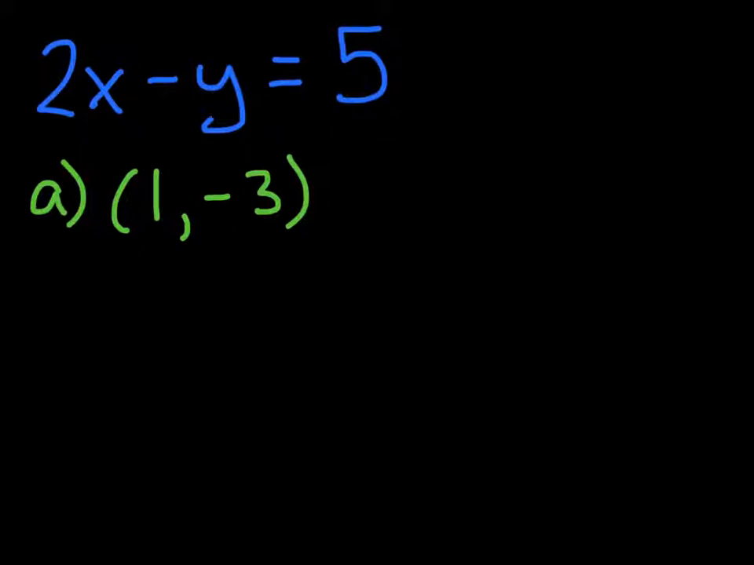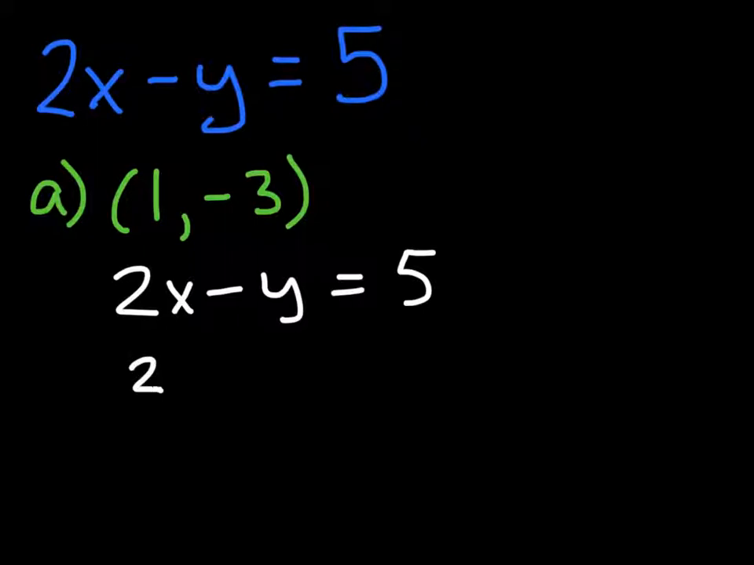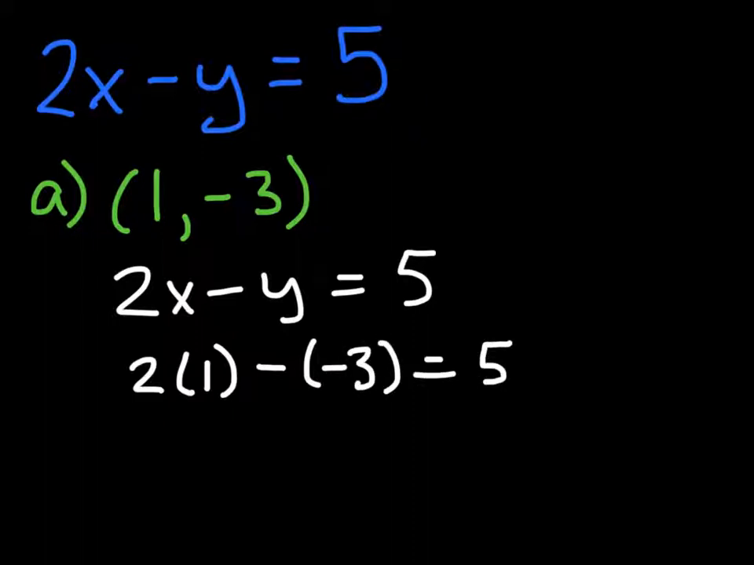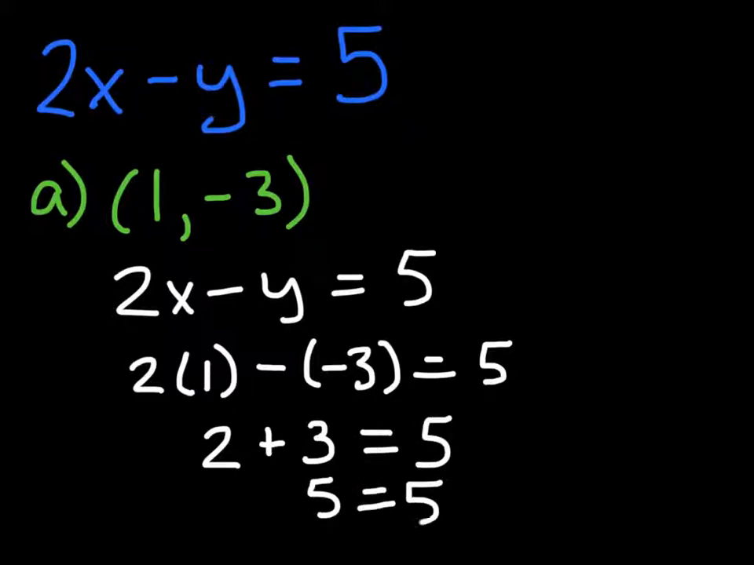So our original equation was 2x minus y equals 5. Let's substitute in our values of x and y. X is equal to 1, and y is equal to -3. Now we simply solve. 2 times 1 is 2. We're going to add plus 3 because we're subtracting a -3. And we see that this statement, when simplified, is true. So 1, -3 is a solution of 2x minus y equals 5.